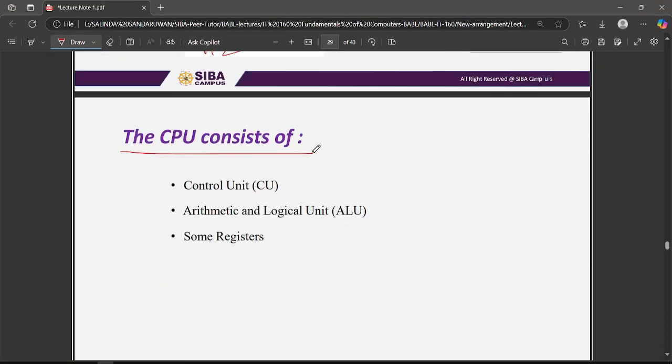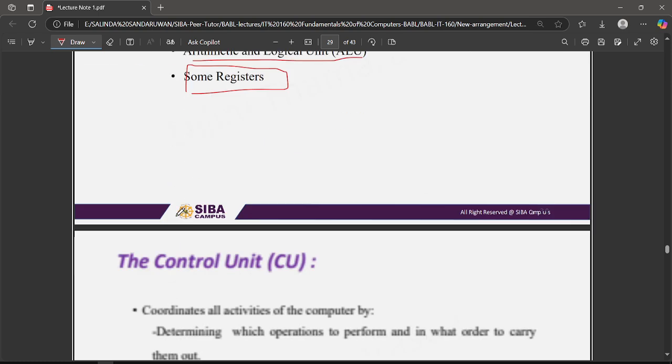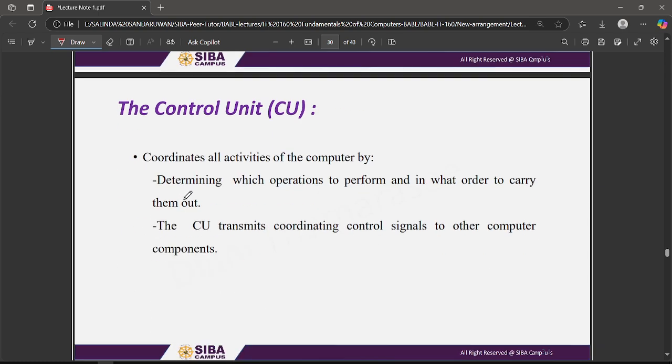The CPU consists of a control unit, an arithmetic logic unit, and some registers, right? So what are registers? Registers were in your schools, right? In early days, teachers used registers to mark your attendance. So here it's kind of like those registers. We'll see.